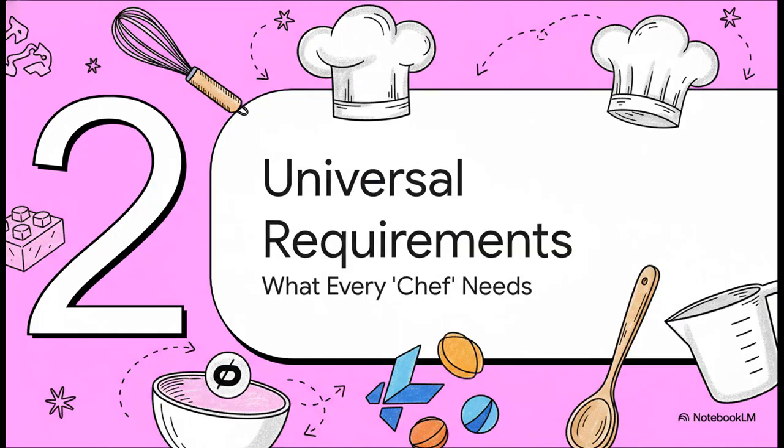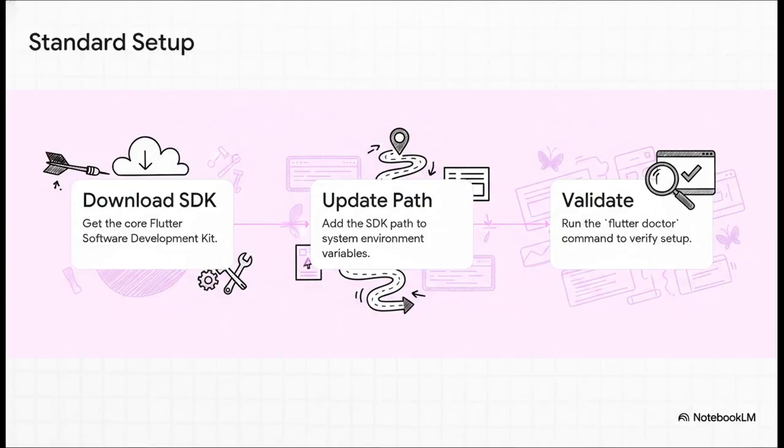No matter which kitchen you end up picking, there are some basic things every Flutter developer, every chef, has to do. These are the absolute non-negotiable first steps. So, what are they? Well, first, you got to download the Flutter SDK. That's kind of like your main set of knives and pans. Then, you have to tell your computer where you put them. That's called adding it to your system path. And last, you run this super handy command, Flutter Doctor. It's like a health check for your setup, and it'll tell you if you're good to go.